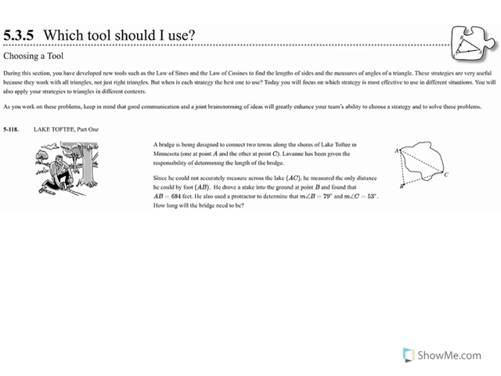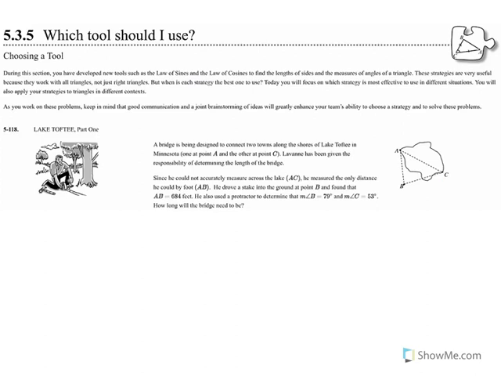So this first one is Lake Tofty. I think the one on your guys' test is actually Saratoga Lake, is what it says. So it says a bridge is being designed to connect two towns along the shores of Lake Tofty in Minnesota. I don't know if that's how you say that or not. One at point A and the other at point C. Levain has been given the responsibility of determining the length of the bridge.